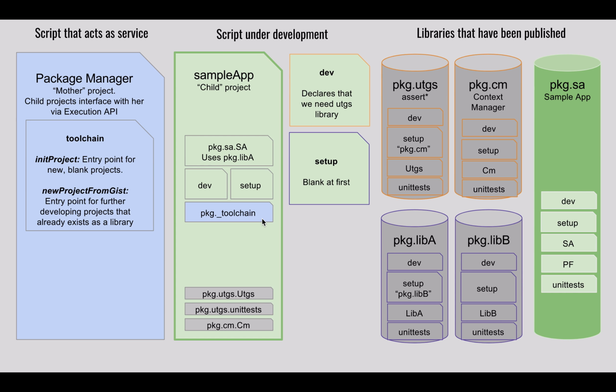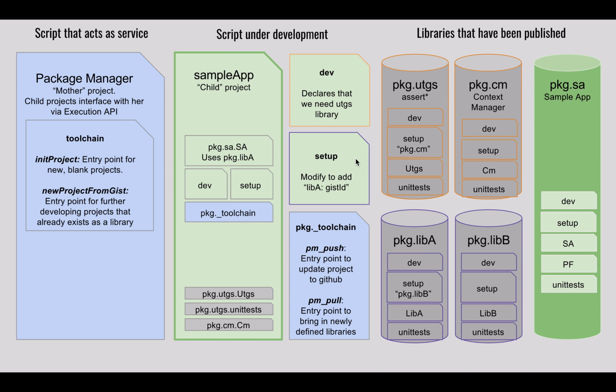So the next thing we're going to need to do, because our sample app we know needs to use library A, we need to say, let's use library A. How do we do that? We have to modify the setup file. We modify the setup file to add it, and all it is is defining a key, library A, and a gist ID for the value.